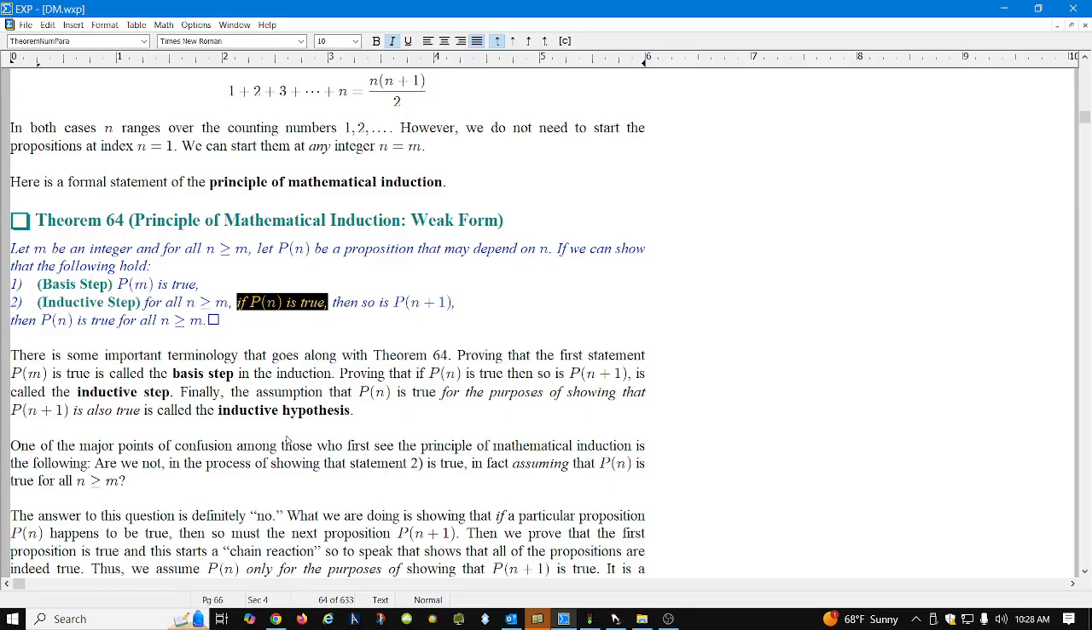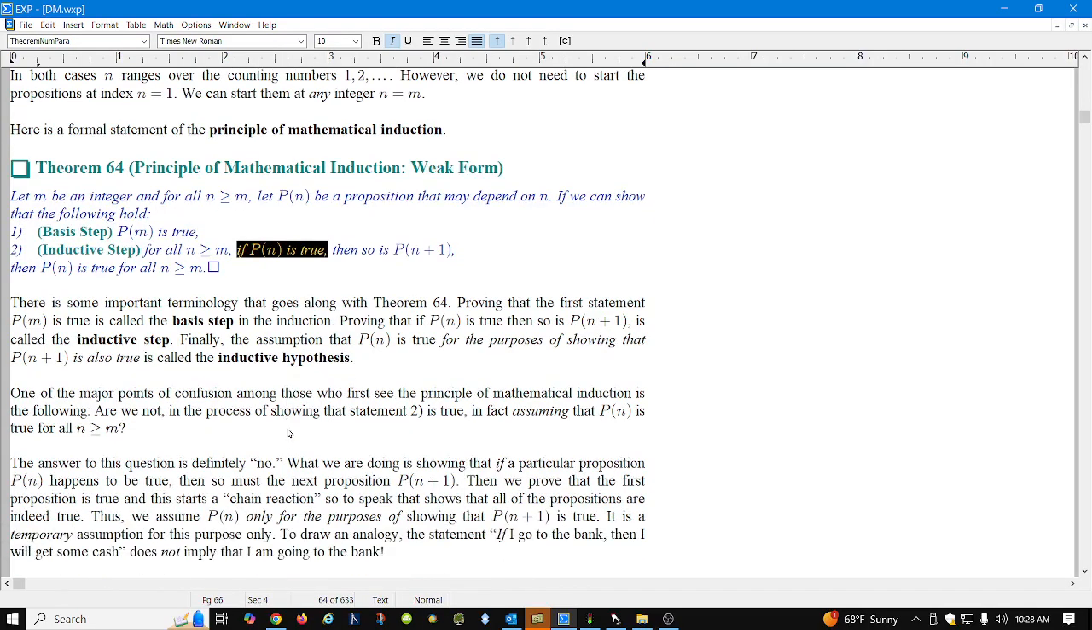Assuming that P of n is true for all n bigger than or equal to m? No, we're not. What we are doing is showing that if a particular proposition P of n is true, so is the next one, in order to create this chain reaction. That's not the same as just blatantly assuming P of n is true for all n.